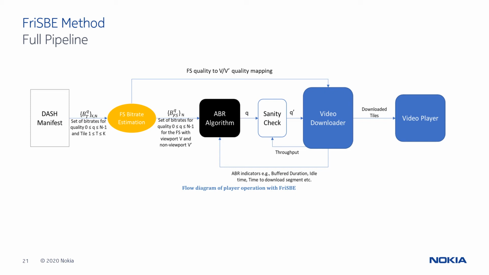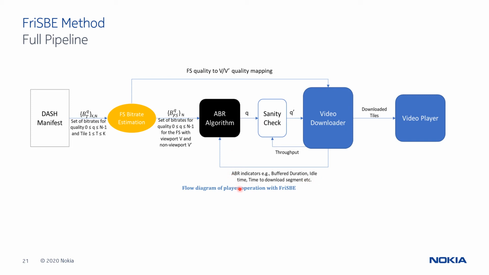So now we can look at the full pipeline. We have the DASH manifest here, which provides a list of bitrates for different tiles at different qualities. So it's essentially a table with 2 dimensions, and then we feed this to the FS bitrate estimation process, which picks the representative viewport, and for that representative viewport it gives a list of quality levels, and for each quality level the required bitrate.